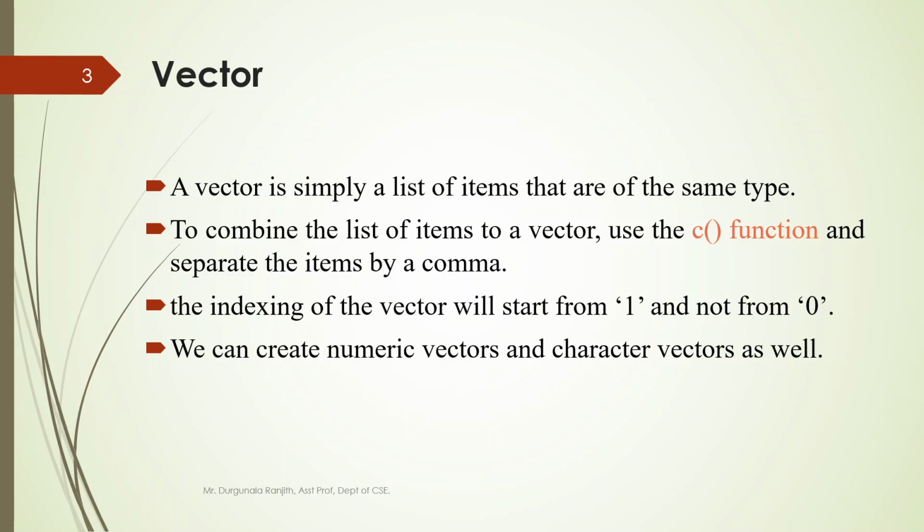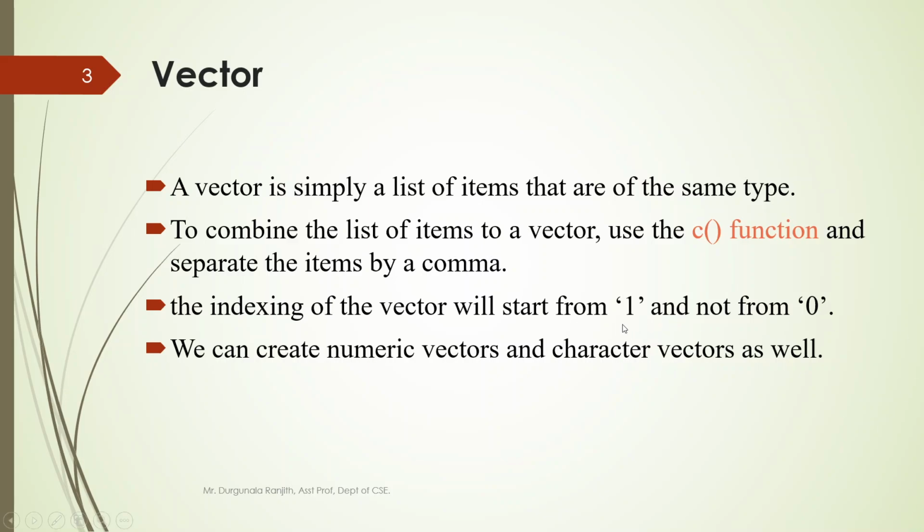Normally here you give more than one element, a list of elements, in a vector. For that purpose you have to use the c function to combine the list of elements into a vector, and the elements should be separated by a comma. One more important point: whenever a data structure stores a number of elements, those elements can be accessed with the help of the index position. In a vector, the index always starts from 1, not from 0.